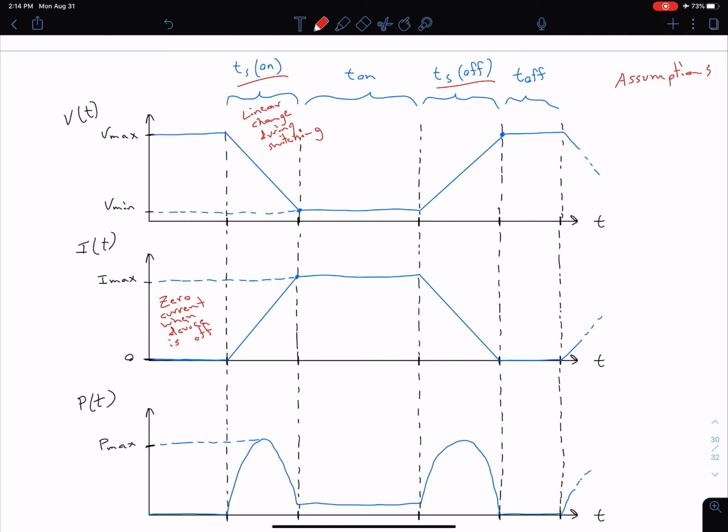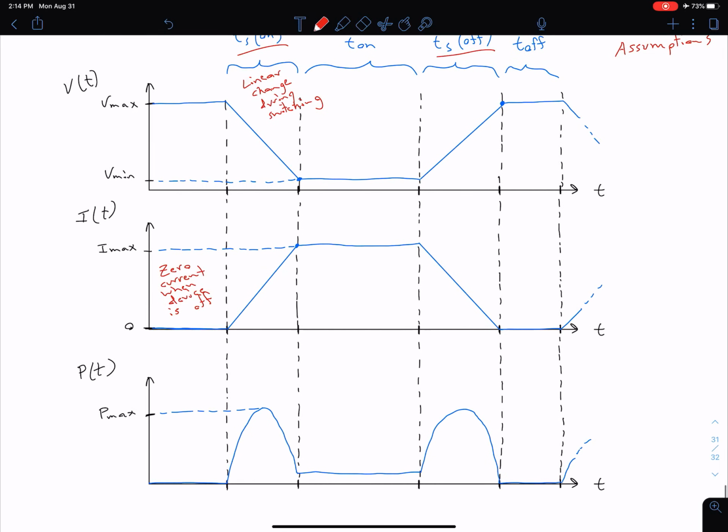And then the third assumption is that the device maintains our Vmin and Imax when on. And so, of course, depending on load conditions, this might not necessarily be true, but we're going to simplify and assume it is for our preliminary analysis.